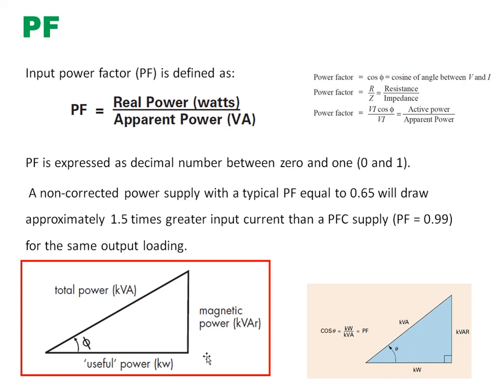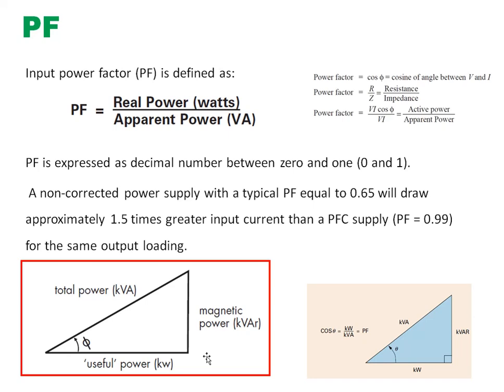The power factor is a decimal value between 0 and 1. Why it is very important: a system having a power factor of 0.65 draws 1.5 times the input current of a system having a 0.99 power factor. So that much power is wasted, and the components associated with power transmission have to be capable of handling more power. Those are the drawbacks. This is the definition of power factor: the ratio between the real power and the apparent power.